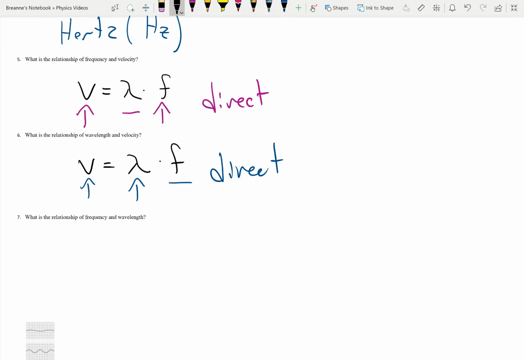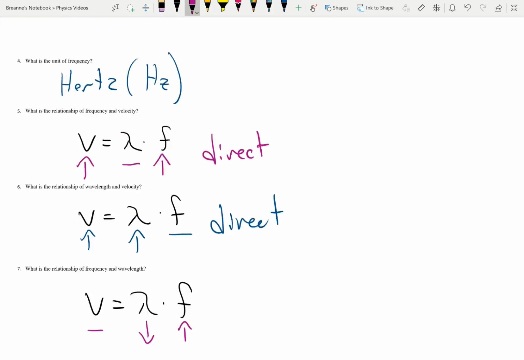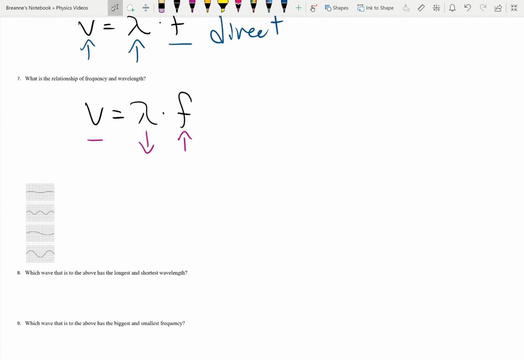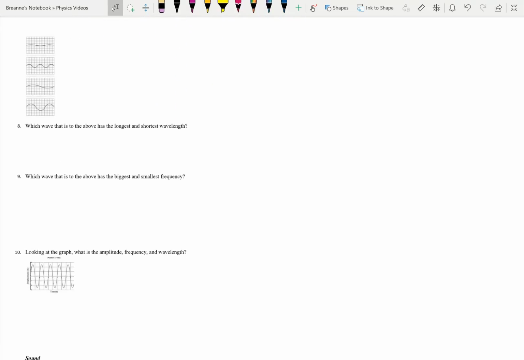And then what is our relationship between frequency and wavelength? If our velocity stays the same, and our frequency increases, our wavelength would have to decrease. We saw that right here: our frequency increased, there are more humps, and therefore our wavelength would have to decrease. So that becomes an inverse relationship. As frequency increases, our wavelength would have to decrease.